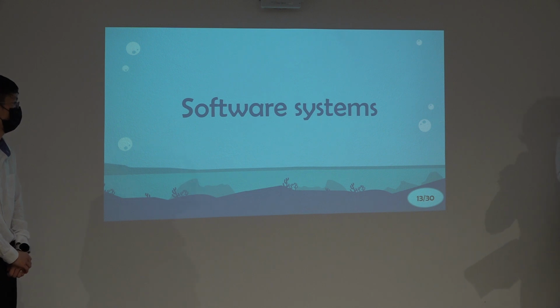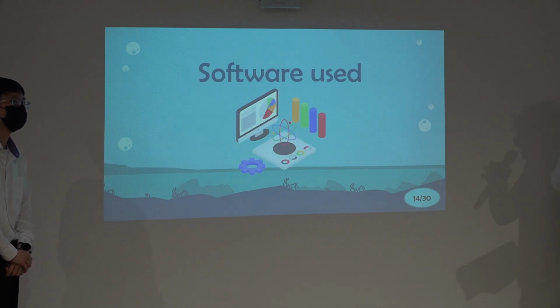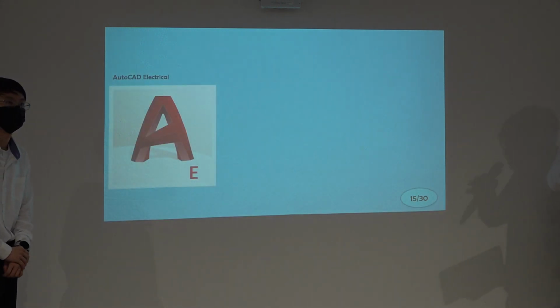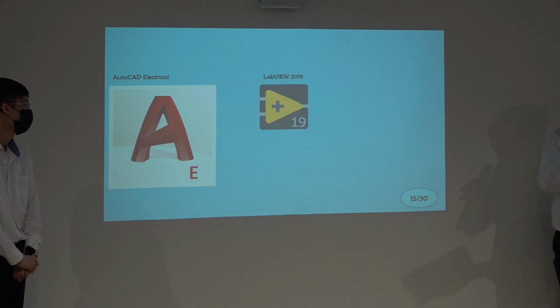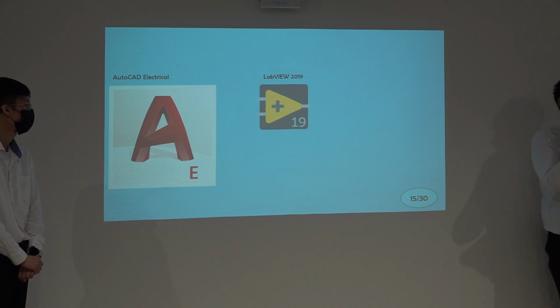So now we will take a look at the software systems. Here are some of the software that we have used in this project. First, we have AutoCAD Electrical, where we draw our single line diagrams and schematic diagrams for the wiring of our cabinet. Next, we have LabVIEW 2019, one of the programming environments we use to design our programs.